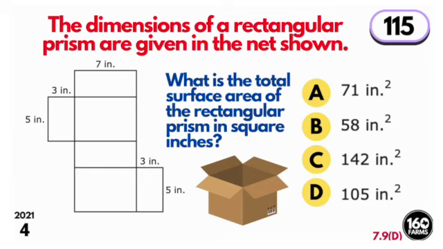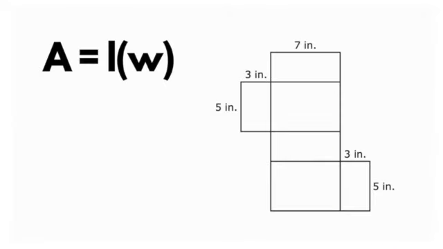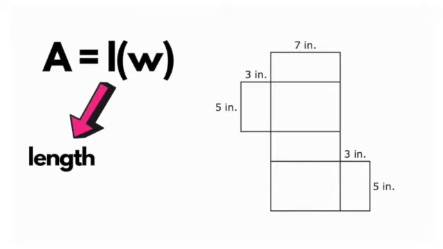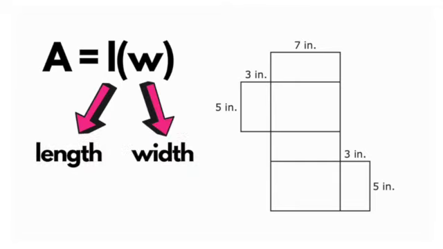So the dimensions of a rectangular prism are given in the net shown. What's the total surface area of the rectangular prism in square inches? Let's take a look at what we're working with here. It's a geometry question, so we need a formula. The formula for finding the area of a rectangle or a square, which this is all rectangles and squares, is length times width. You could also say base times height, but we're going to stick with length times width today. So area equals L for the length and W for the width.